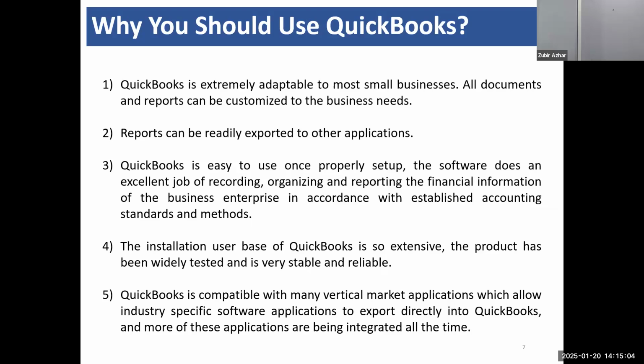QuickBooks is easy to use once properly set up, and the software does an excellent job of recording, organizing, and reporting the financial information of the business enterprise in accordance with the standards that we use. In Cambodia, what standard do we use? IFRS. So the system is able to align with IFRS. For example, if you prepare the balance sheet, it will follow the standard of IFRS. You need to have amortization, you need to have impairment, and so on and so forth. It will follow.